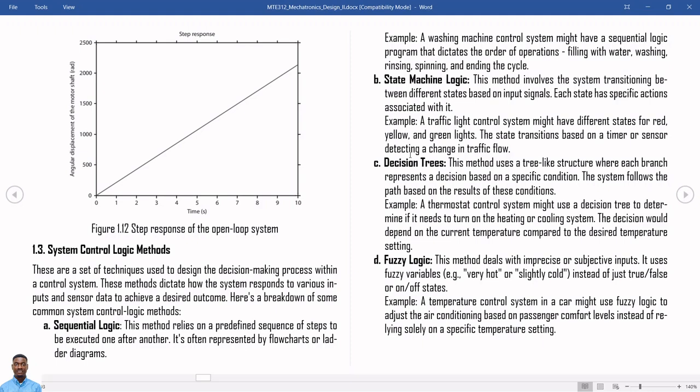Then also we have the decision tree control logic method, whereby you have a tree-like control logic where the branches represent decisions based on specific conditions. These systems follow the path based on the results of these conditions.